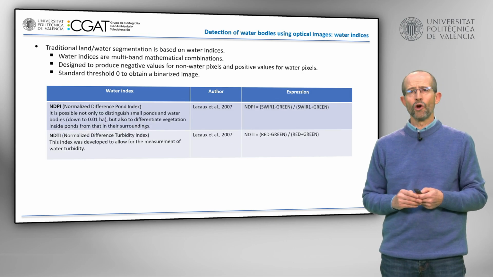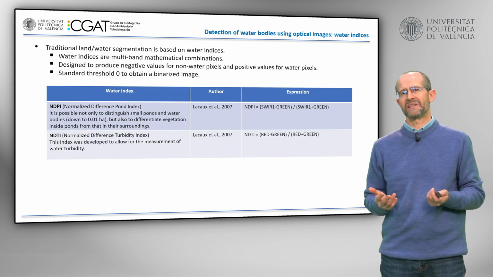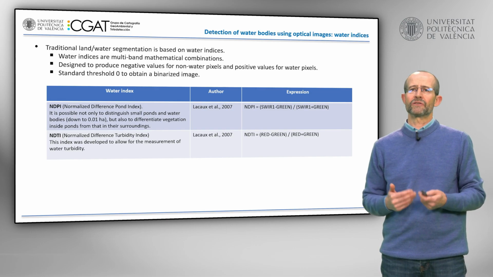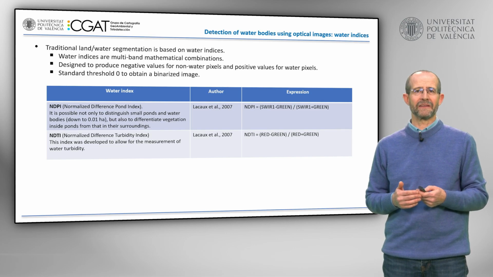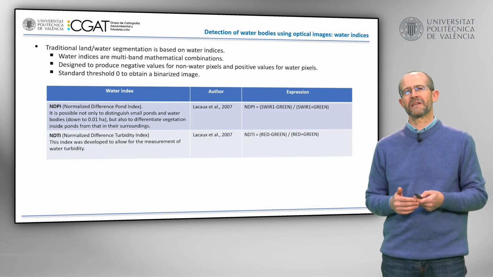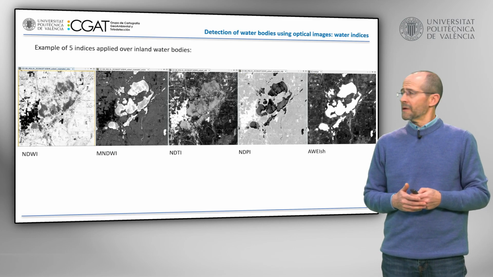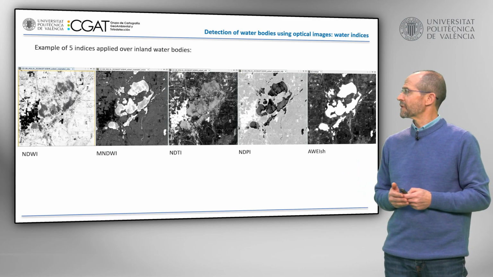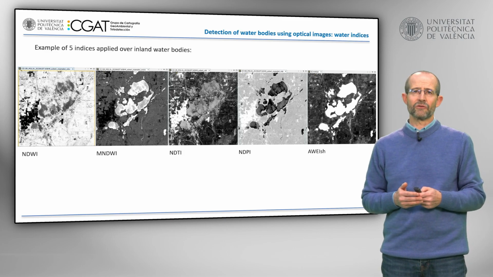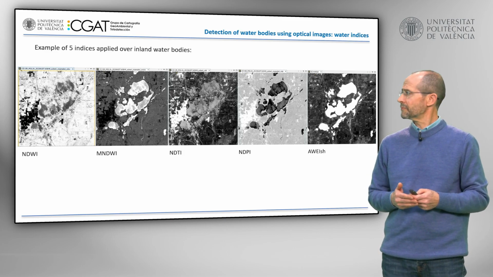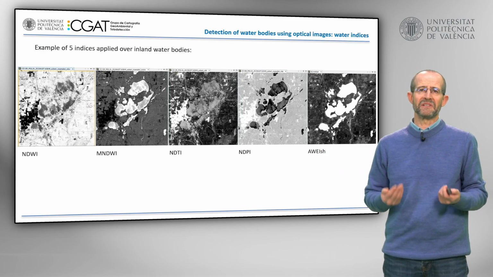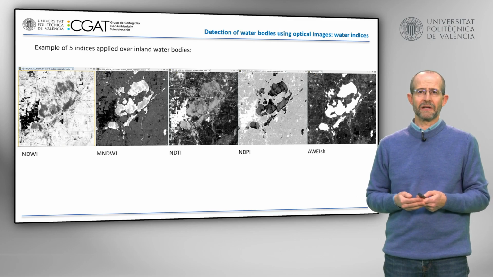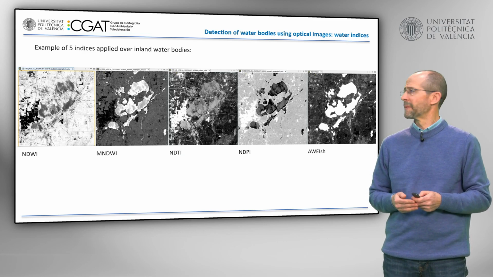Other indices are designed not only to delimit water bodies, but also to identify other characteristics that they present. This is the case of the NDPI, designed to analyze the amount of vegetation, or the NDTI, created to study water turbidity. This figure shows the behavior of 5 of the aforementioned indices in an inland body of water, showing that the OISH index is the one that best allows the segmentation. Other indices, such as NDTI or NDPI, do not allow such a clear delimitation.